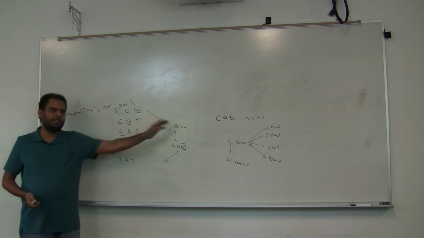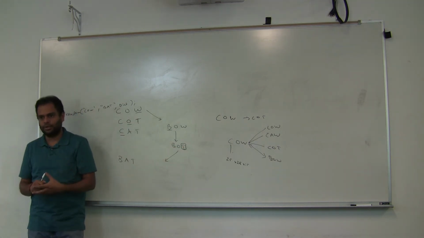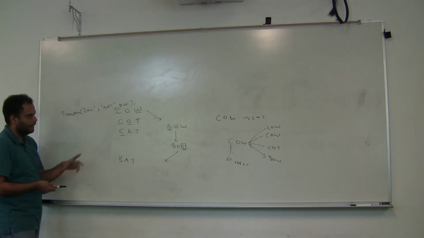So you don't have to construct the graph at all. This find-all-neighbors step itself is more than enough, because the graph is just a notional graph at that point in time. Okay? So this makes sense.